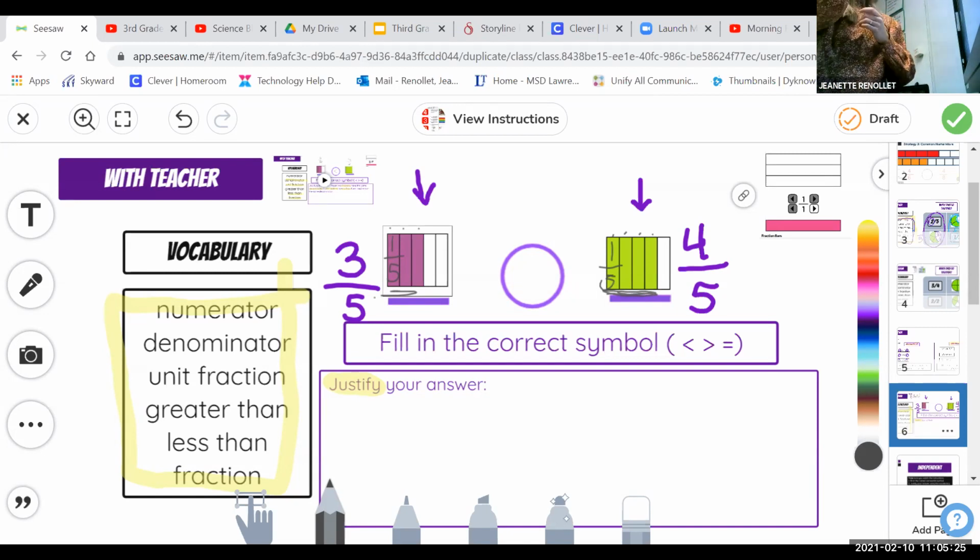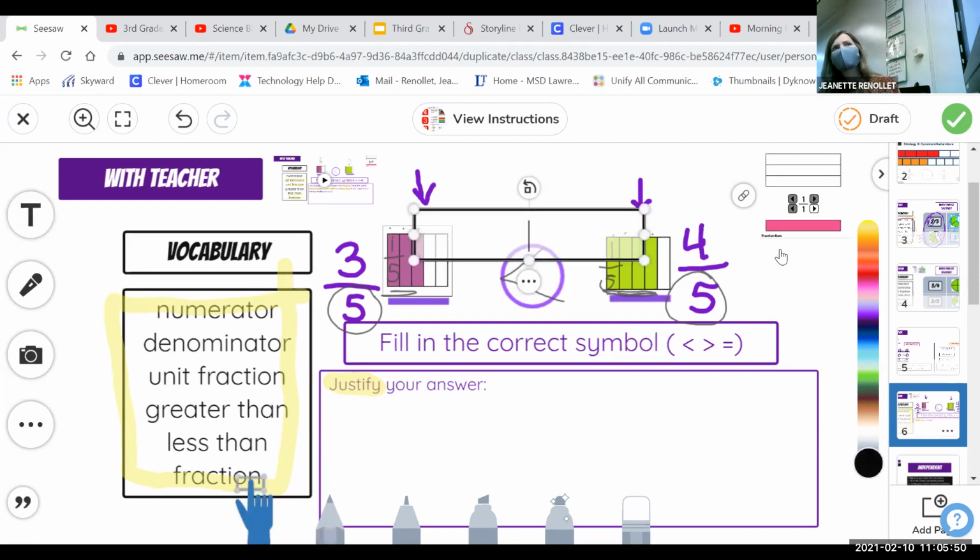So these denominators are the same. Draw it in there. Oh, you're all good. See that? So 4/5 has more parts, okay? So our symbol shows that 3/5 is less than 4/5. Draw it up here in the circle. Now we need to justify our answer.